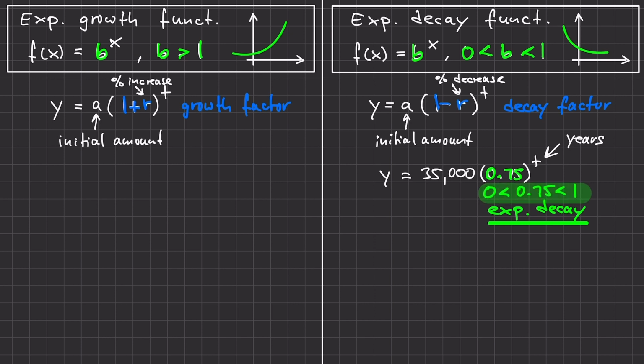Next question. What is the annual percent decrease in the value of the car? Because t is given in years and the decay factor is 0.75, which is 1 minus 0.25, the annual percent decrease is 0.25 or 25%.